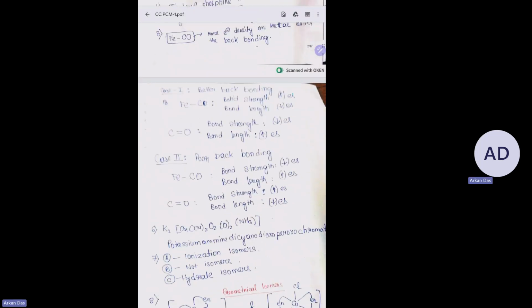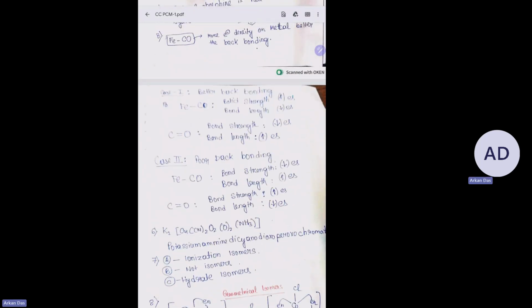Whereas if we find poor back bonding, then the iron-carbon bond strength will decrease and the bond length will increase. And vice versa will occur for carbon and oxygen. So now come back to the question.